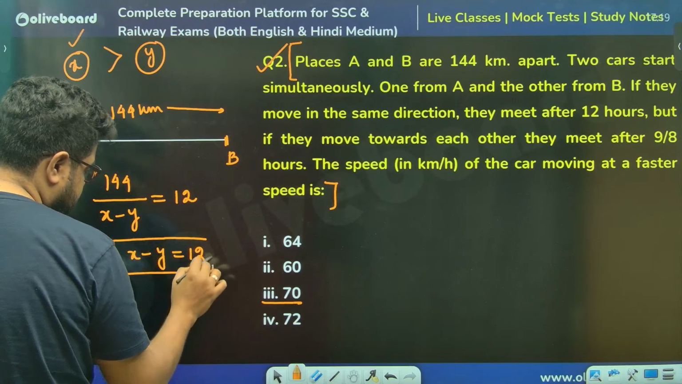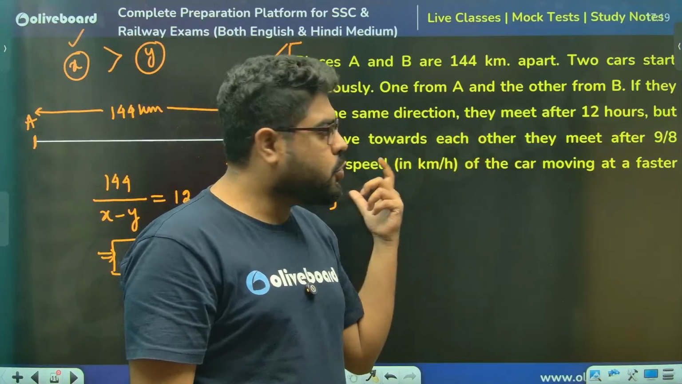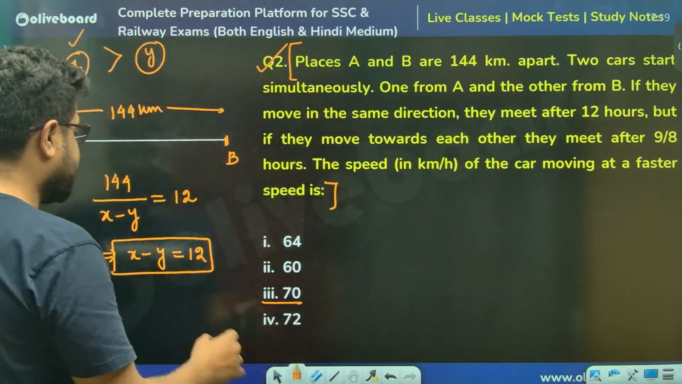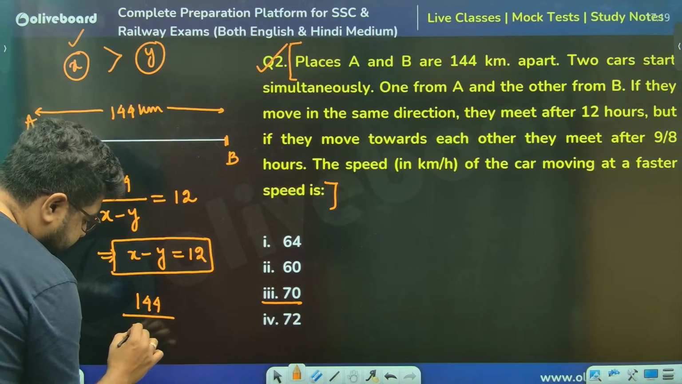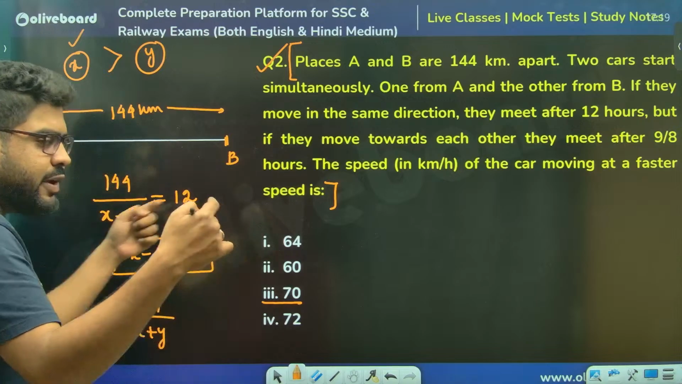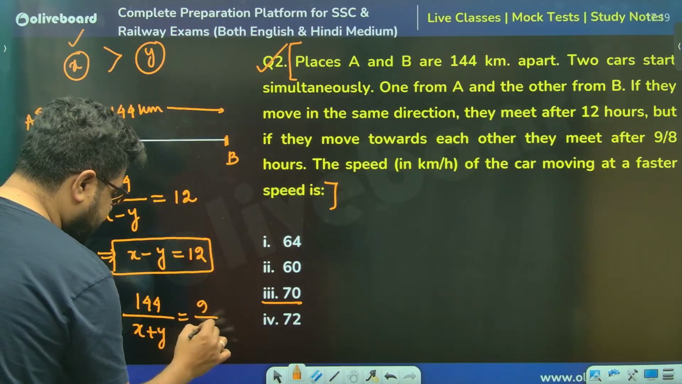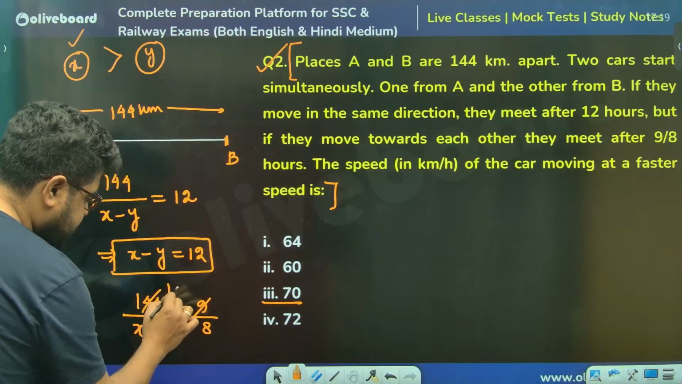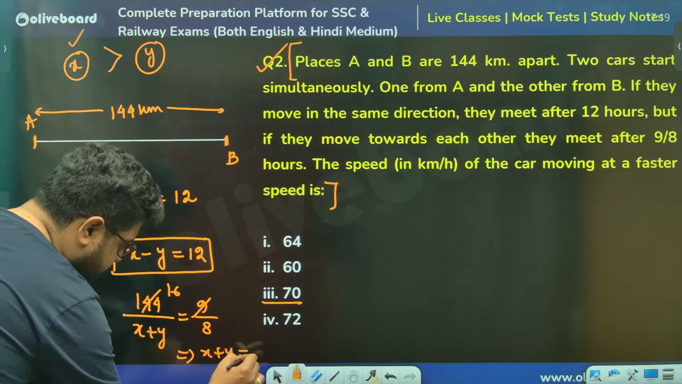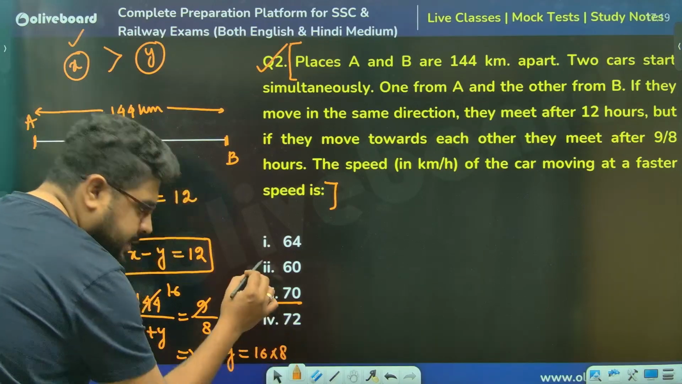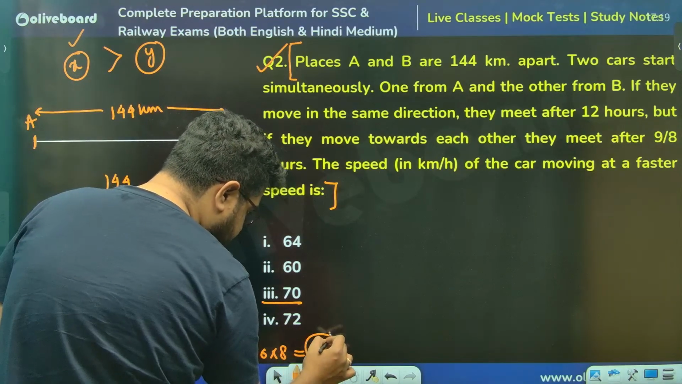Understand, sir? And the second bit of information, if they go towards each other, in that case the distance is 144 only. But the relative speed is now plus because they are moving in the opposite direction, sir. So that time is given as 9 by 8. So x plus y will be, sir, 16 times 8, which is 128. Correct, sir?